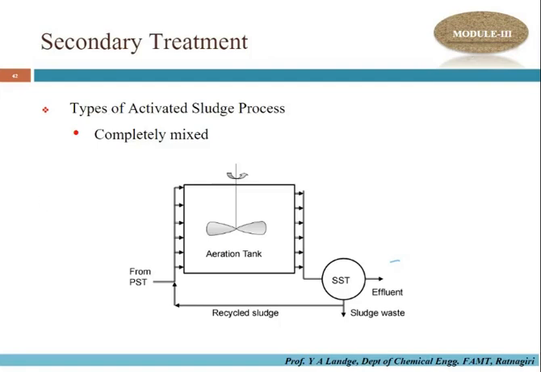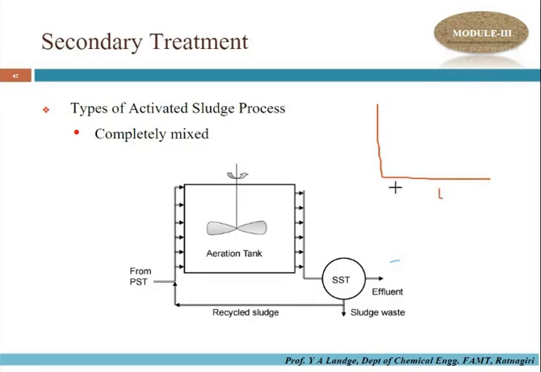And from that, if you draw a curve between the length and the oxygen supply, you see here the oxygen required is like this, and we supply the air. So the blue line shows the constant supply of oxygen to meet the constant demand in this completely mixed tank, and we provide a constant supply of the oxygen.